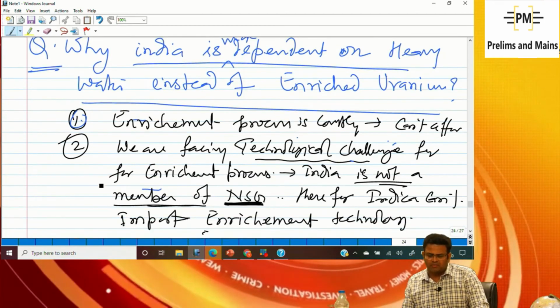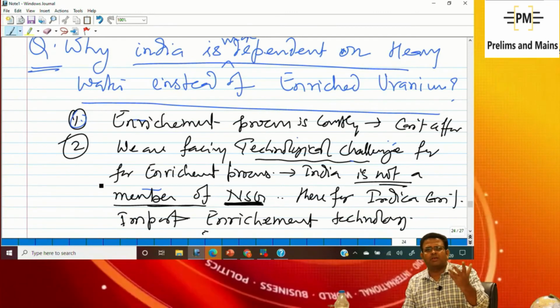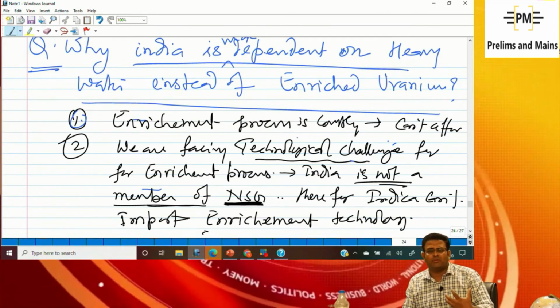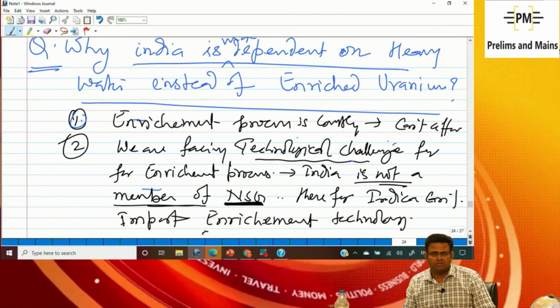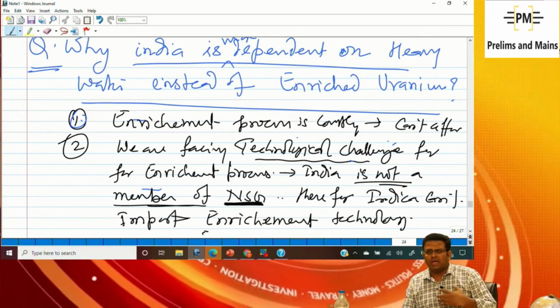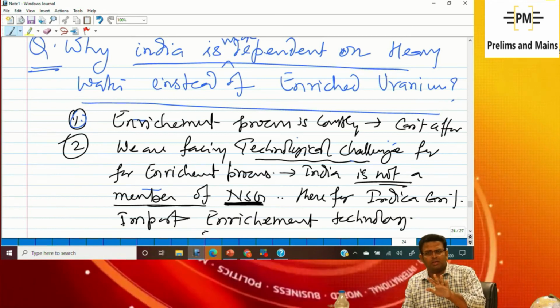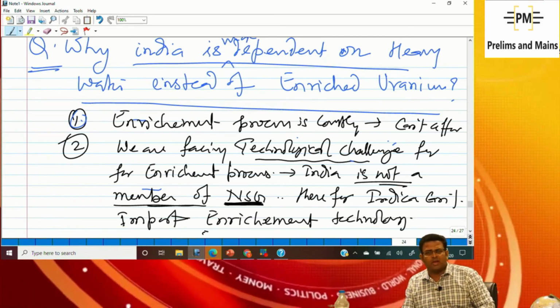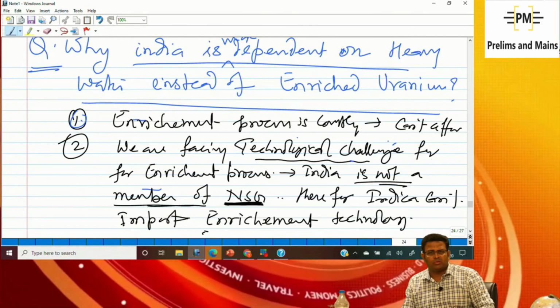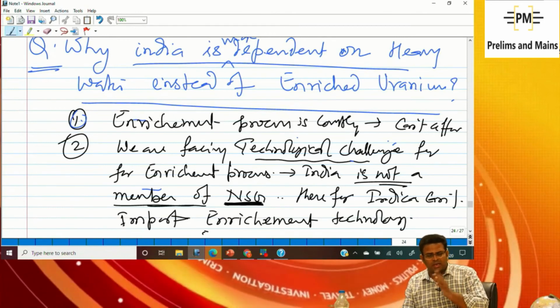The second point is, I said that we are facing a technological challenge. We do not have better technology, and if I do not have the better technology, I can't enrich. Enrichment, you all know, means increasing the percentage of uranium-235. Yesterday I taught you. So if you understand that, there will be no problem.